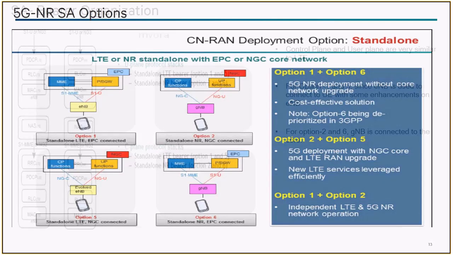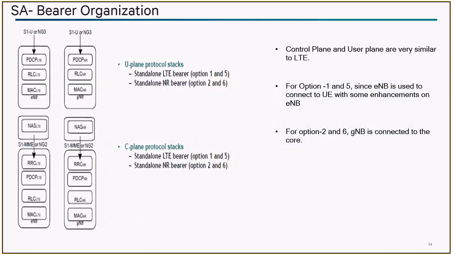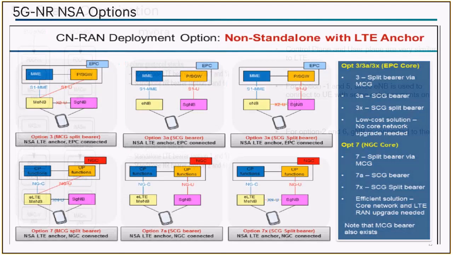What happens to user plane and the control plane in case of standalone? If you compare LTE versus NR, essentially there is no difference in the user plane between a standalone LTE and standalone NR bearer. There is essentially no difference between LTE and NR. But when we move to non-standalone, we would see some slight differences. In the non-standalone, option 3 and option 7 are the two most popular configurations.